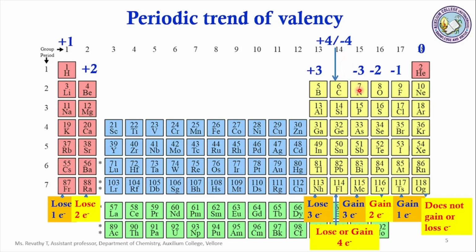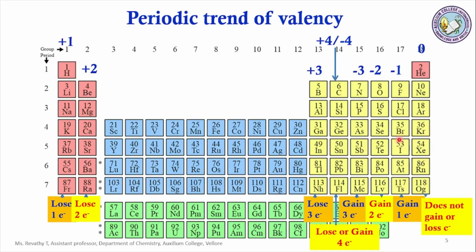Group 5A elements or nitrogen family elements, being electronegative, gain 3 electrons and form -3 ions. Group 6A or oxygen family elements gain 2 electrons and form -2 ions. Group 7A or halogens gain 1 electron and form -1 ions. Noble gases do not gain or lose electrons, hence they do not carry any charge.